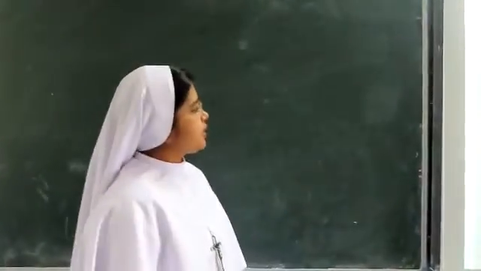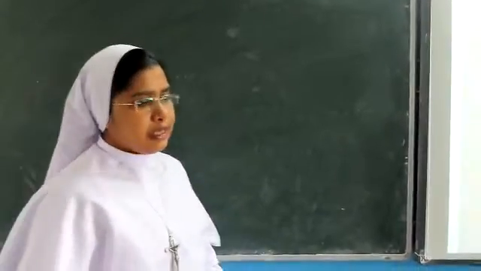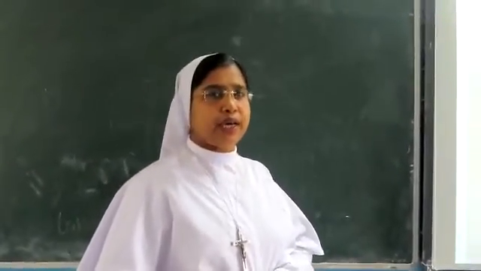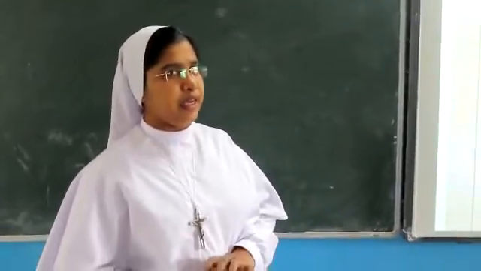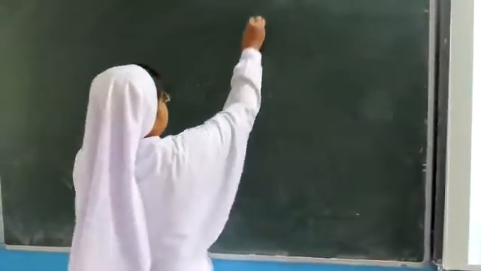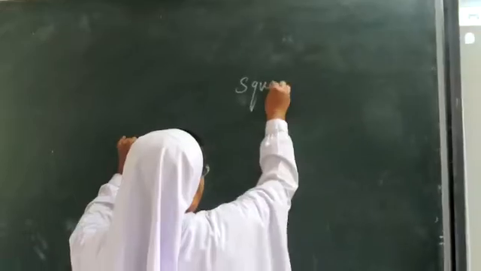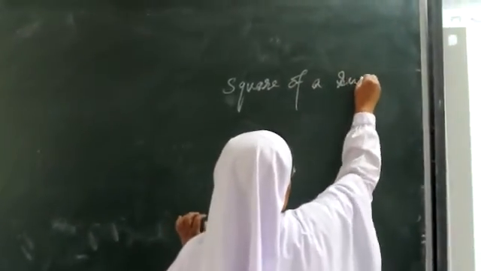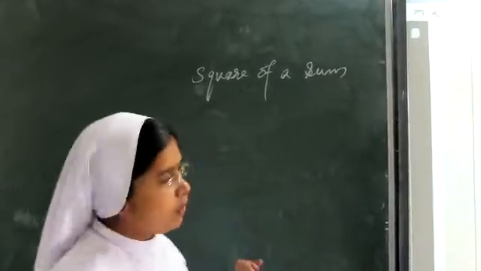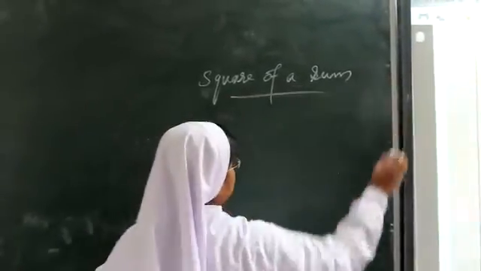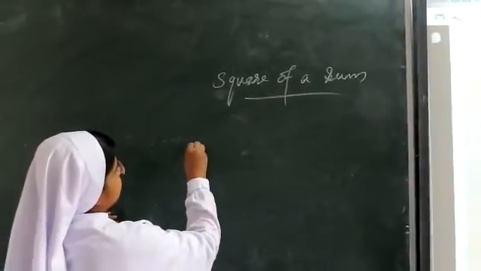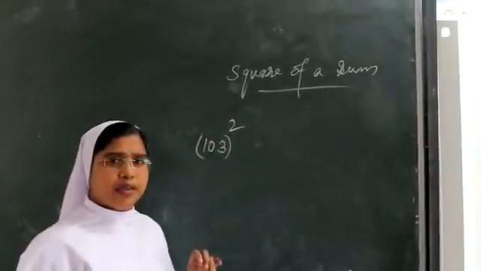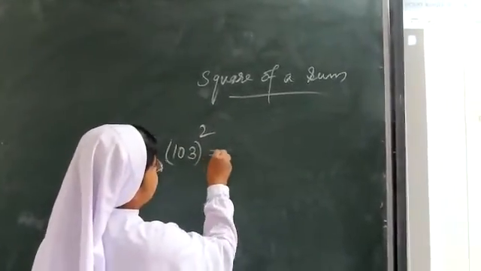See, now the next thing we are going to learn is, the heading is square of a sum. Okay, square of a sum. Alright, so let us see one example. Square of a sum. Okay, so let us see one example: 103 whole square.